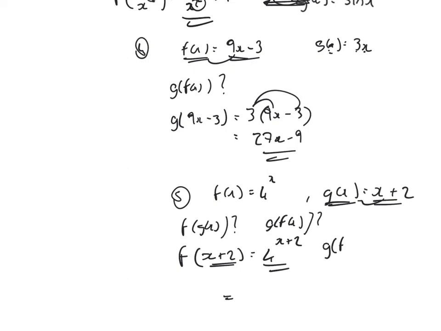And then g of f of x: f of x is 4 to the power x. What's the g function? The g function is dead easy. Whatever's in the bracket, you write it down and you add on 2.